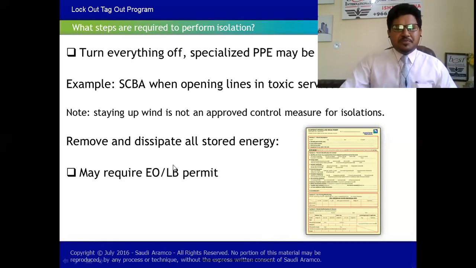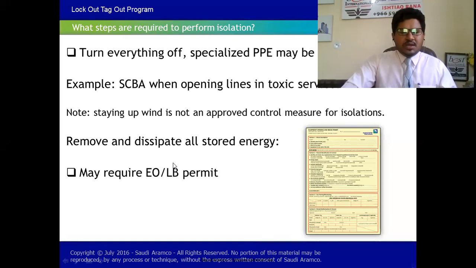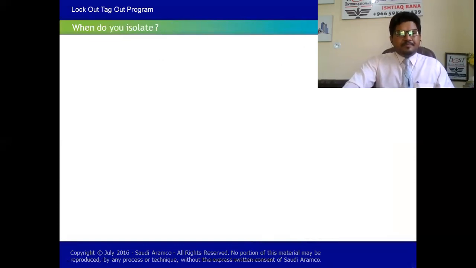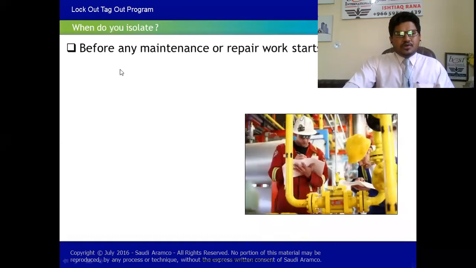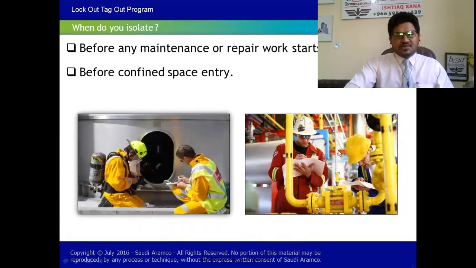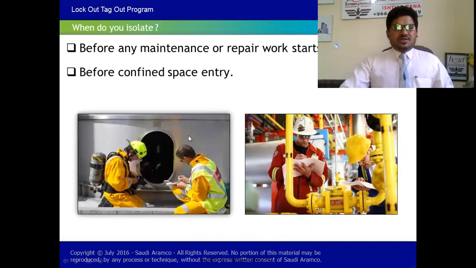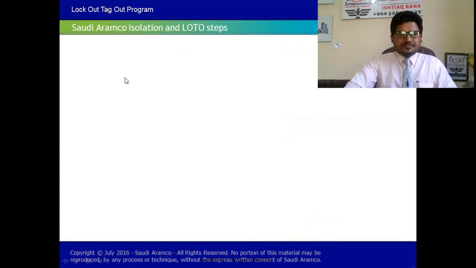So four different types of permits are there: hot work, cold work, confined space entry permit, and EOLB permit. There are certain other permits like the radiography permit, and plenty of others as per the situation, but these four permits are mandatory. Now, when do you isolate? We truly need to remember, before any maintenance or repair work starts, and before confined space entry. These are two important areas when we require isolation.